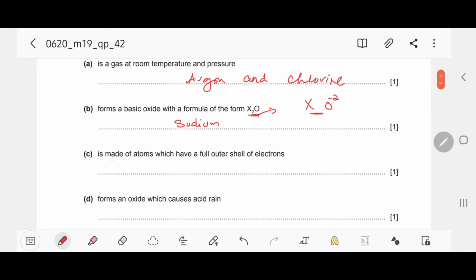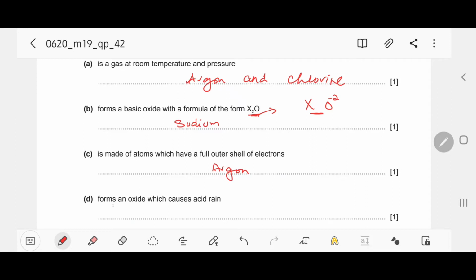Which element is made of atoms which have a full outer shell of electrons? It's certainly argon, because it's one of the group 8 elements, and group 8 elements are inert. The reason they are inert is that they have a full outer shell of electrons.